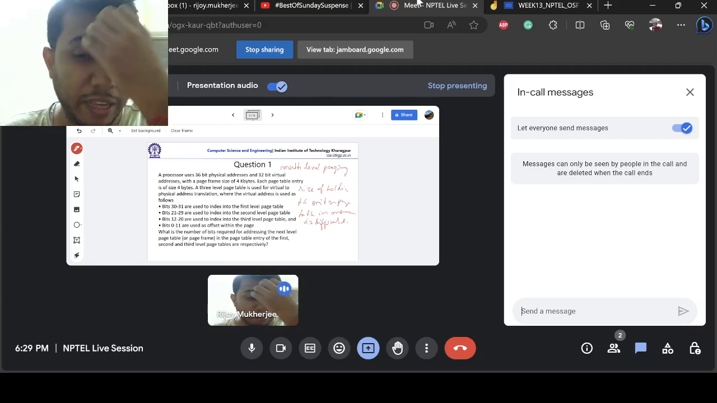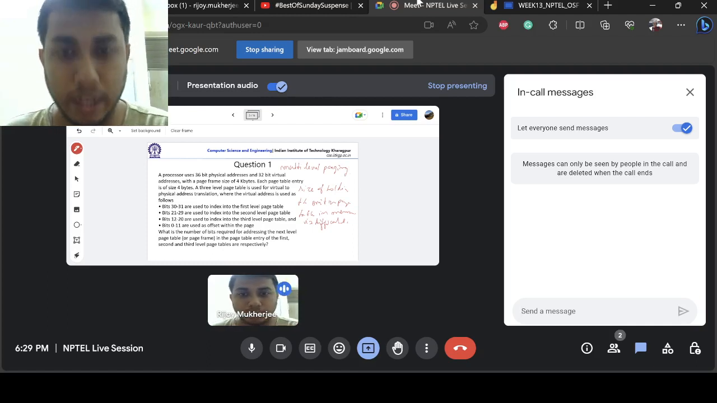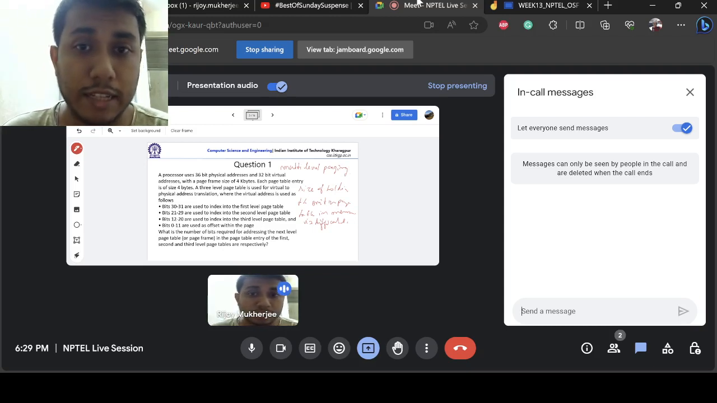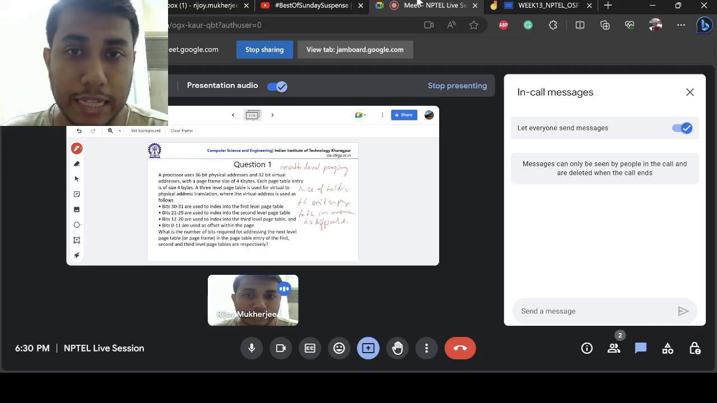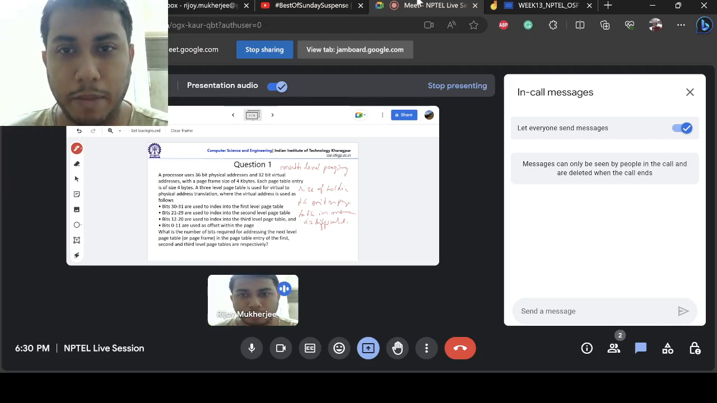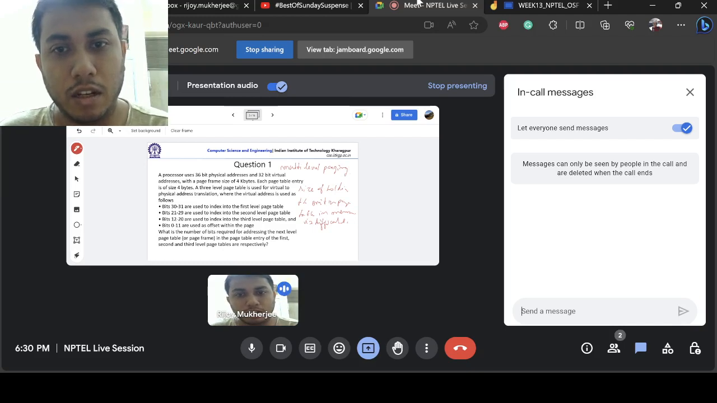So what does your page table store? Why is the page table required? Page table is required to translate your virtual address to your physical address, right? That translation you need. It tells you where in the physical memory it is present or not. If it is present in the main memory, you can directly go to the main memory and fetch it, or if it is not present in the main memory, you have to fetch it from the secondary memory to the main memory and then use it, right?